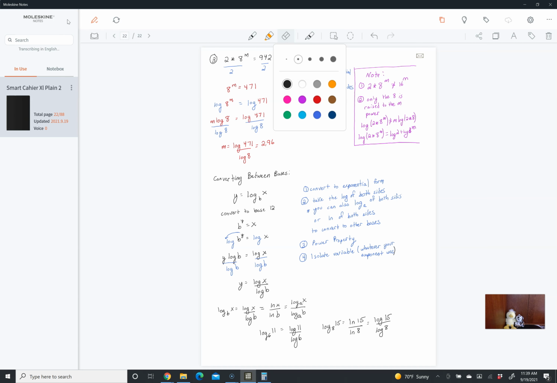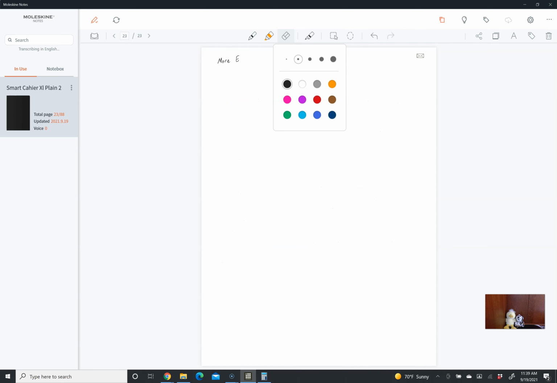Okay, so now that we did this, you know how to convert between bases. You can take something like log base 3 of 243 and put it into a calculator. Let's move on. Let's do some more equations. And some of these are going to look more exponential than logarithmic, like this next one. So we have 3 to the x minus 2 is equal to 3 to the 2x plus 3.